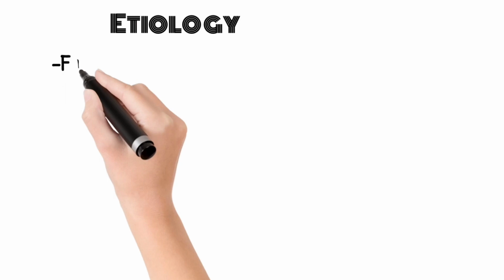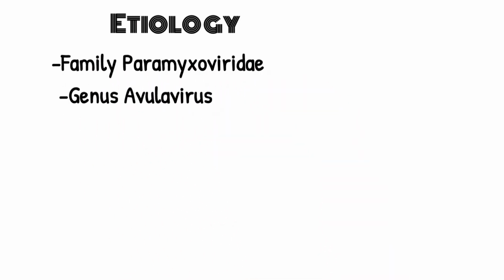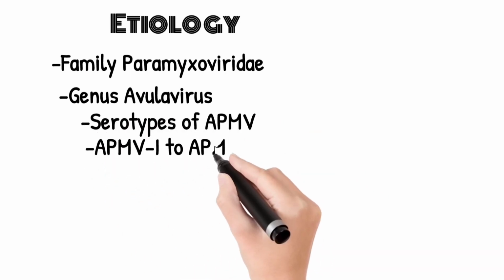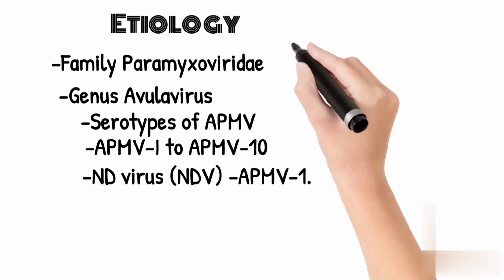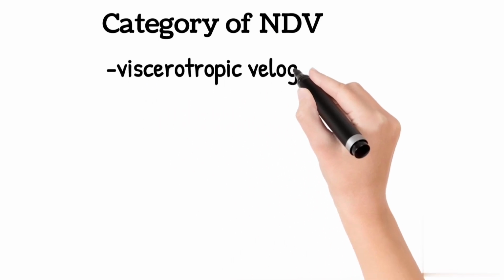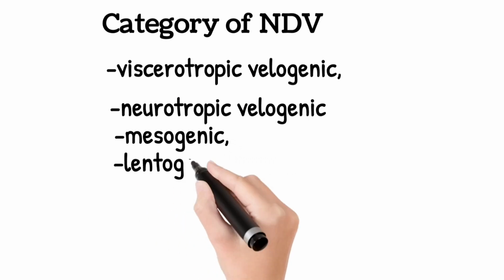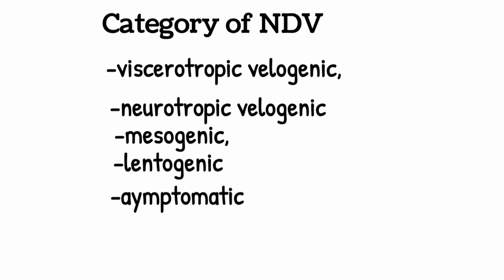Etiology. Newcastle disease (ND) is a member of the family Paramyxoviridae in the genus Avulavirus. There are 10 serotypes of avian paramyxoviruses designated APMV-1 to APMV-10, and ND virus (NDV) has been designated APMV-1. NDV has also been categorized into 5 pathotypes based on clinical signs in infected chickens, designated viscerotropic velogenic, neurotropic velogenic, mesogenic, lentogenic, or respiratory asymptomatic. Pathotype groupings are rarely clear-cut.